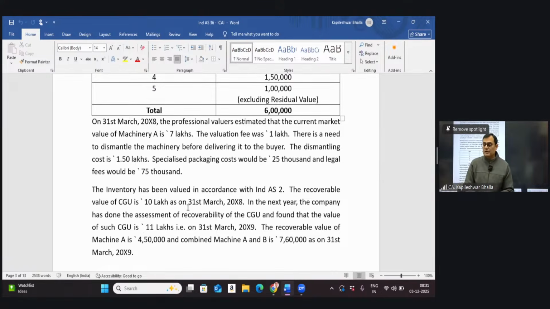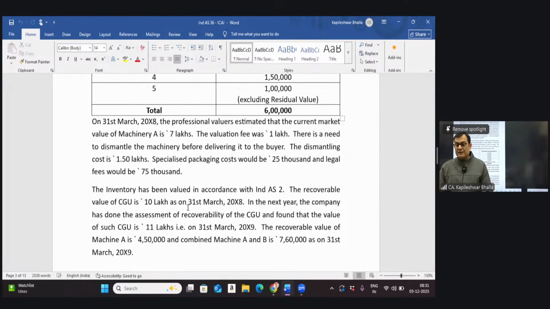The dismantling cost is 1.5 lakh, the specialized packing cost is 25,000, and the legal fees are 75,000. Would you like to tell me what the fair value less cost to sell is as far as machine A is concerned? When he says the valuers have taken the current value to be 7 lakh, they've taken a valuation fee to the extent of 1 lakh.